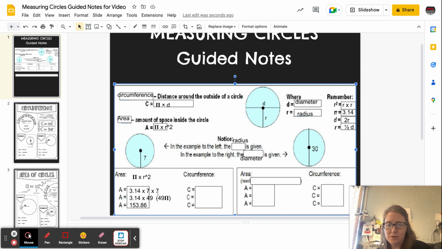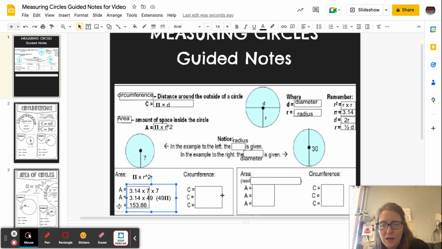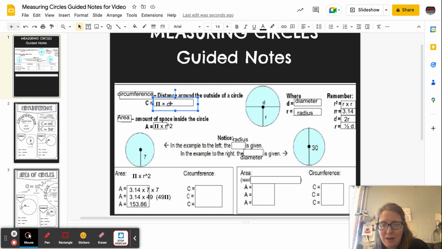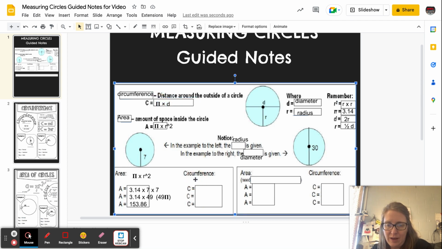Okay, so then circumference is the next one that we're going to be doing. And remember, circumference is pi times diameter. So I'm going to copy that again, and we're going to put that right here.